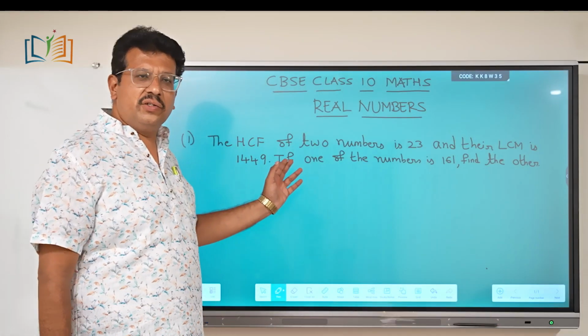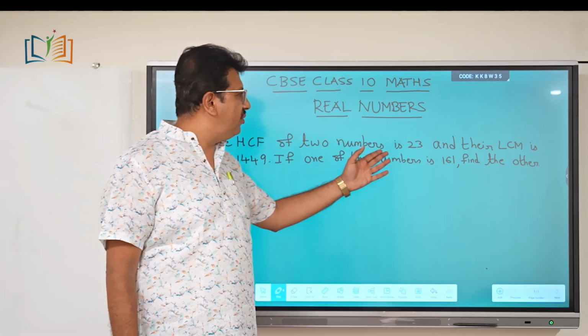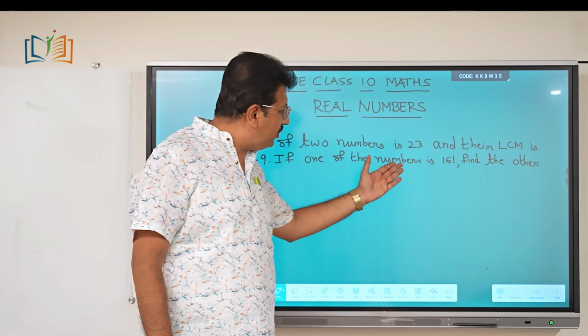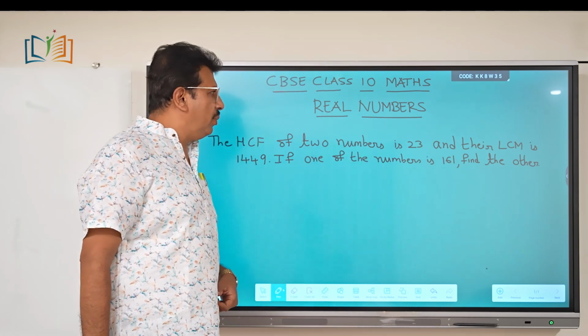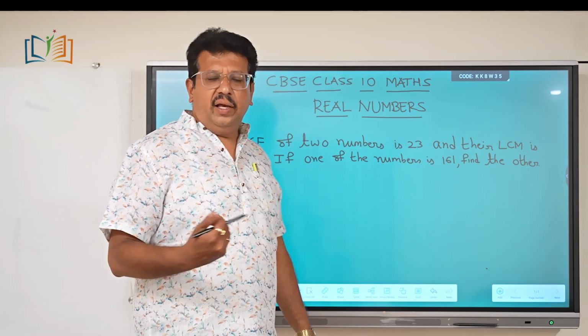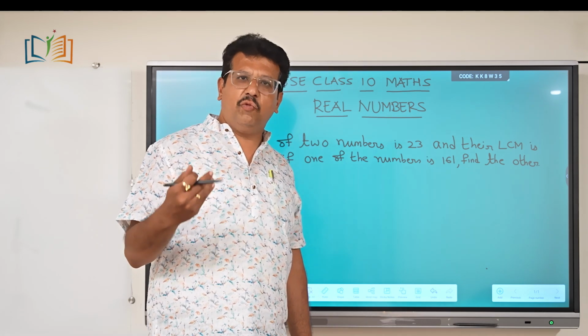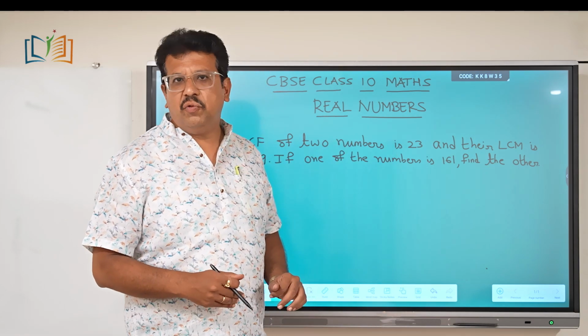Yes, students, you can just see the problem here. HCF of two numbers is 23 and the LCM is 1449. If one of the numbers is 161, find the other. So this type of sums also may come for your examination because in exam also they may ask for 3 marks. Usually 3 marker, 4 marker, the questions are there. But usually this type will come only for 3 marks.